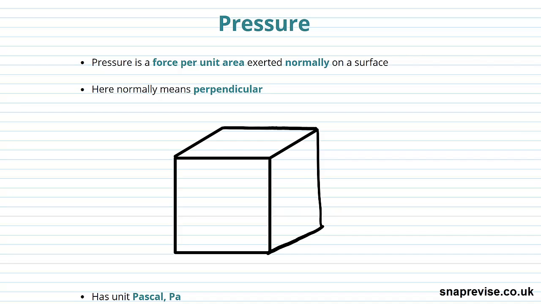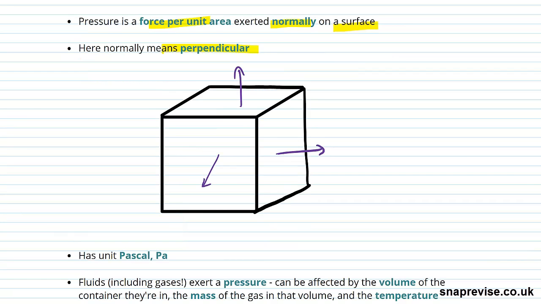Pressure is a force per unit area that is exerted normally on a surface. And here normally means perpendicular, so at right angles to it. I'm just going to sketch that quickly. We've got this box here, and the pressure on its surfaces would look something like this, where we see these arrows pointing out of the box, but also at right angles to the surface, so they're perpendicular to it. And we're going to give pressure the letter P.